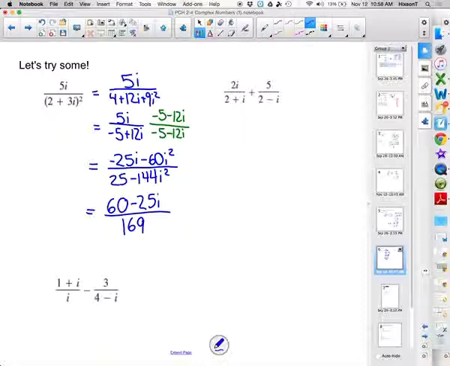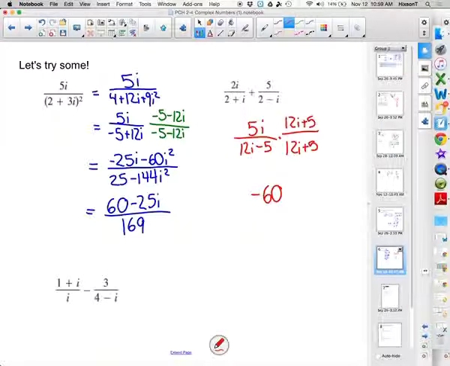If you turn this around and made it 5i over 12i minus 5, did you do that? And then you use the conjugate 12i plus 5 to multiply? If you did that, you'll get all the same stuff eventually. What you may have gotten, though, at the end, would have been negative 60 plus 25i over negative 169.